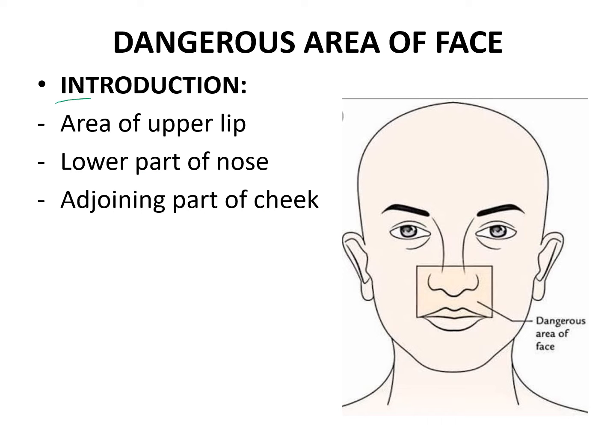So, introducing the topic. Which part of the face is dangerous? You can see this diagram here. That part of the face, that is the upper lip area, the lower aspect of the nose, and the adjoining cheek. So this part of the face is dangerous. Let us see why this part of the face is dangerous. What are the factors which make this part of the face dangerous?